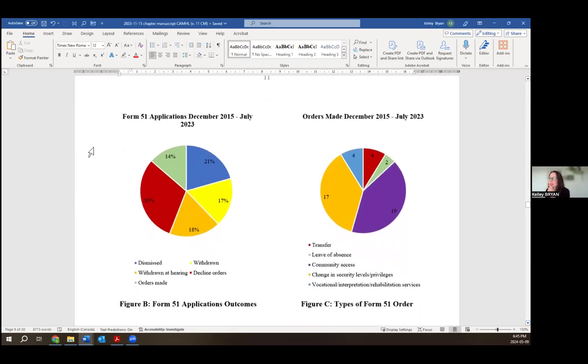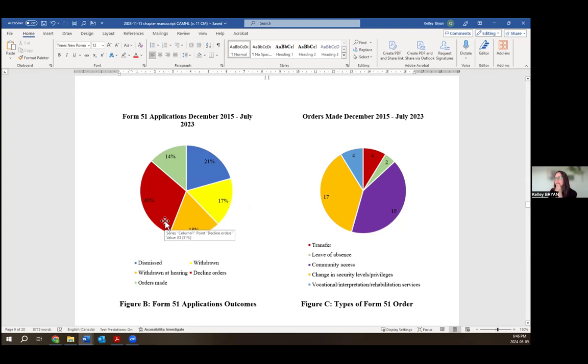If you look at this figure on the left, 21% dismissed, 17% were withdrawn. And I've probably had a few cases in that withdrawn category. Sometimes you file your Form 51, and then before the hearing you're able to reach some resolution, or the doctor agrees to do certain things. On that basis, you end up withdrawing the application. So withdrawn before the hearing or at the hearing, together those make up about a third.